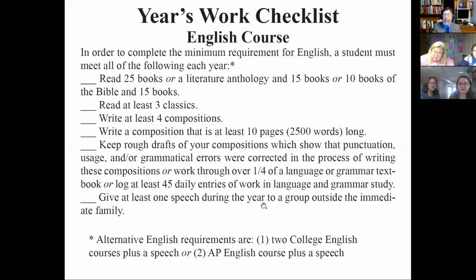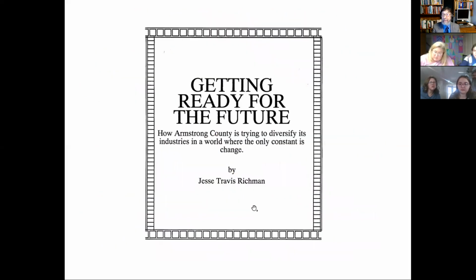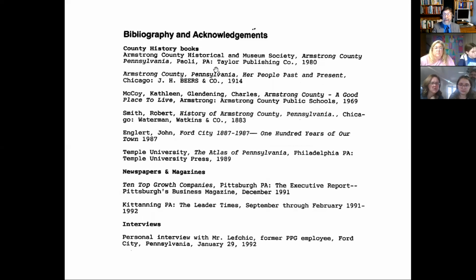That's what I meant to show you. Here's a paper that my son, Jesse Travis Richman, who's now a college professor, wrote. If you go to the speech contest today, you'll hear 2 of his kids who are being homeschooled actually give speeches. My grandson, David, and my granddaughter Leah. So you can see you're getting the Richmans all over the place. And getting ready for the future, he wrote a paper about the local economic history. And he had a bibliography.